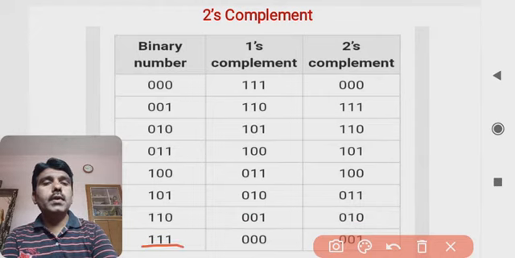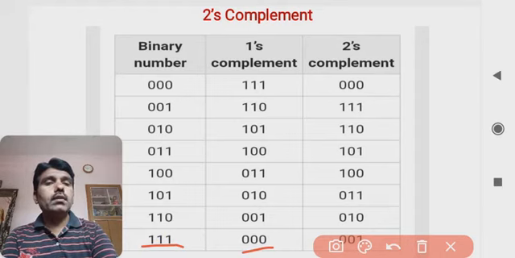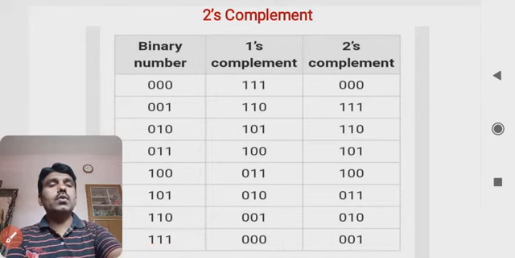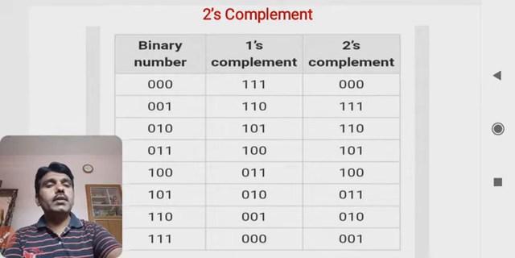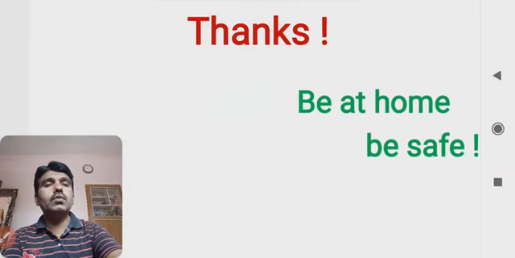For 111, again you will get 000, and adding 1 you will get the 2's complement, that is 001. So 001 will be the 2's complement. So in this way you can simply get these values for the 1's complement and the 2's complement.